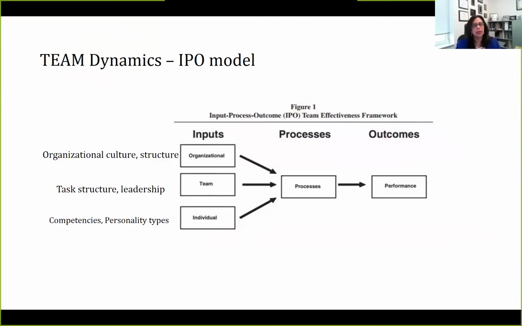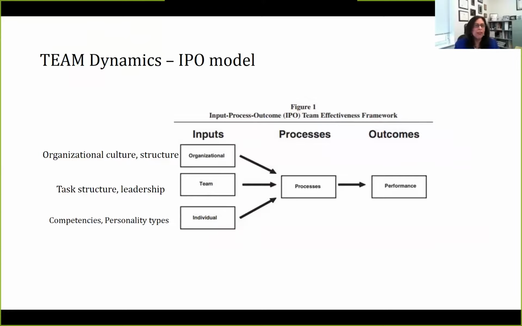Here, the input in a simple model, which was probably done way back in the 1940s, is all your resources, and that would be organizational, team, and individual. Process is how these resources are delivered, and then the outcome or performance is measured. Now, this model is pretty simple, but the complexity is added when you look at it in terms of team science. In the individual, again, there are competency and personality types, as I mentioned in my earlier slide.